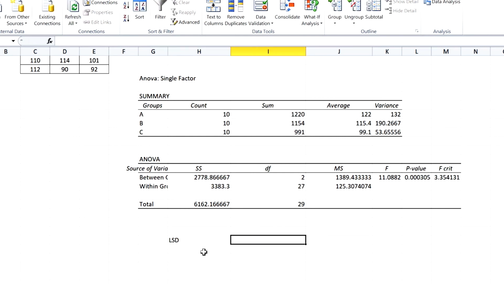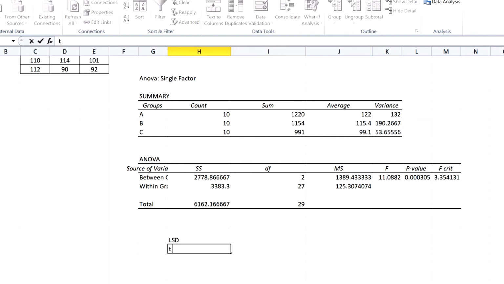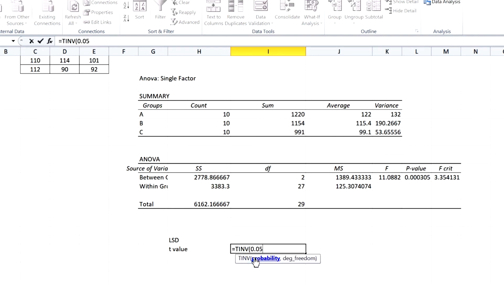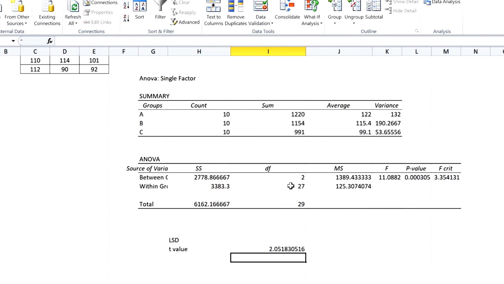To calculate, as I mentioned the equation in the lecture, you should calculate the t value at the beginning. T value equals T.INV.2T and this function, probability of error, which is 0.05, and degrees of freedom of within-group variability due to the experimental error, so all of them, enter.